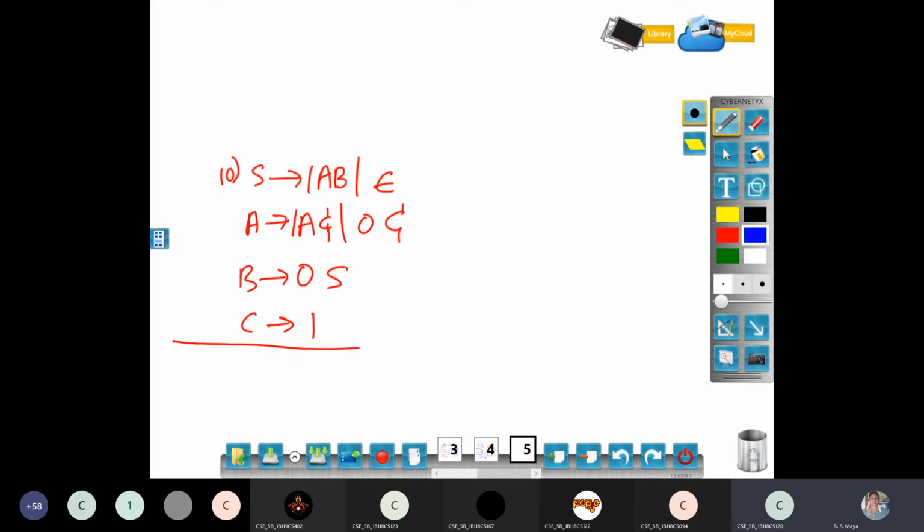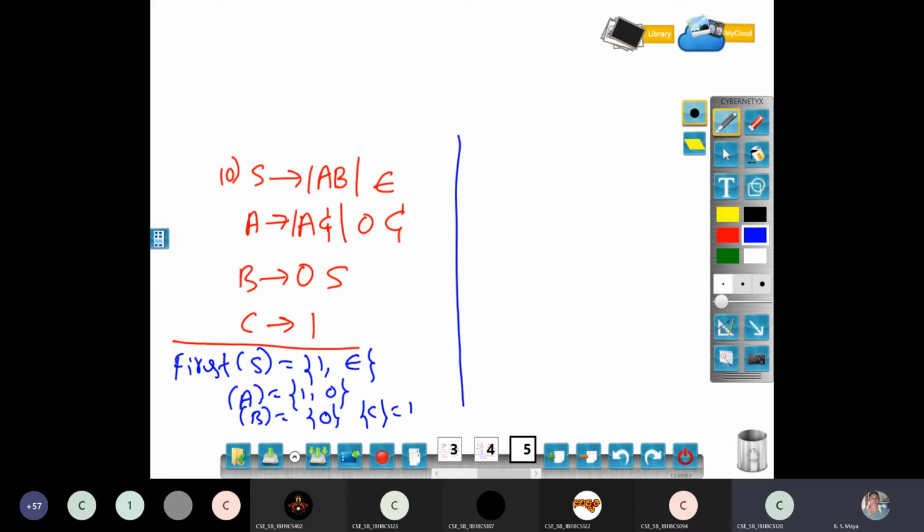You go to that problem. Do you have it in your class work notes? Same problem you have written. What is first of S you have written? 1 comma epsilon. First of A is 1 comma 0. B is 0. C is 1. Okay. Next go for the follow set, Rakshita. Ma'am, follow of S is the dollar symbol.